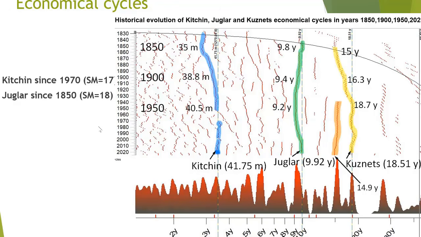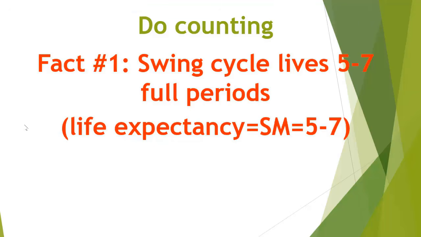So now we'll do some counting. Fact number 1: we know that swing cycles live between 5 and 7 full periods. Life expectancy for swing cycles is 5 to 7. Good. Next, fact 2.